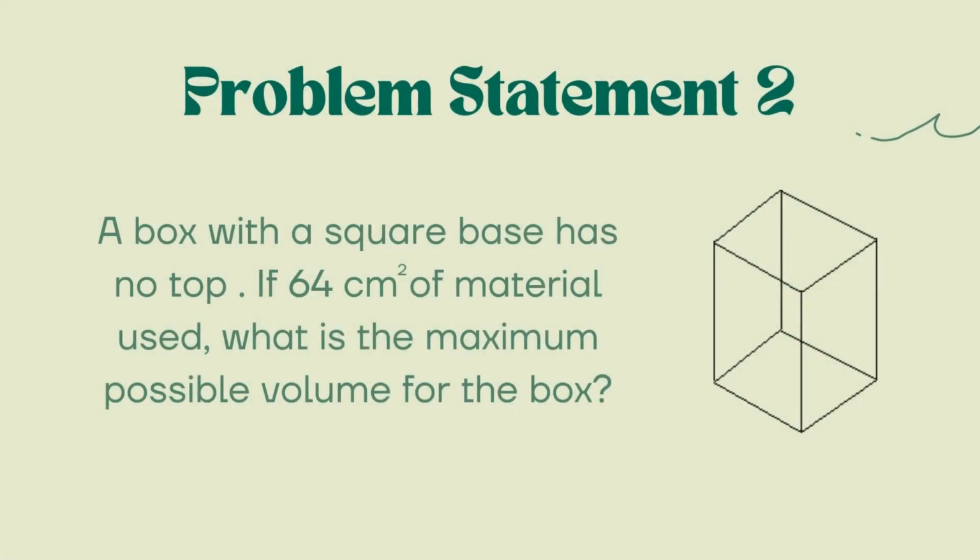Here is another example of a situation that applies calculation of maximum and minimum. A box with a square base has no top. If 64 cm squared of material is used, what is the maximum possible volume for the box?